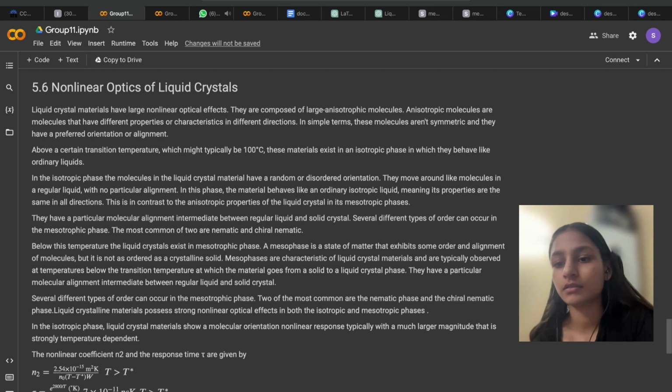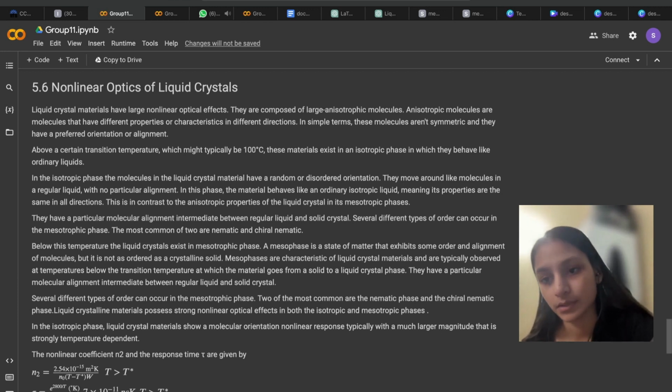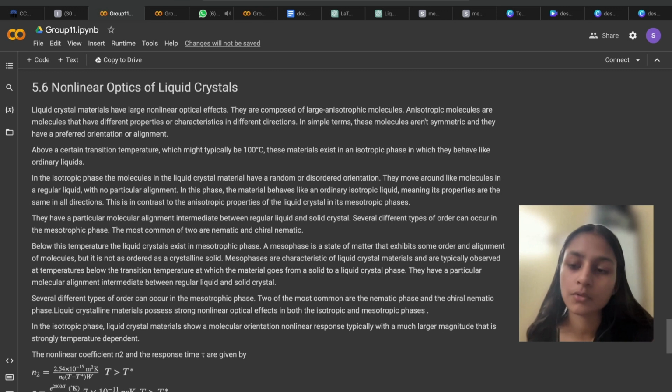Hello everyone, myself Simranjit Kaur. So today we will discuss liquid crystal materials and their remarkable nonlinear optical effects. These unique materials are composed of anisotropic molecules, which we'll discuss later. Liquid crystals have a distinctive feature: their response to light isn't immediate. Instead, it unfolds over a longer time scale, often spanning milliseconds or even longer.